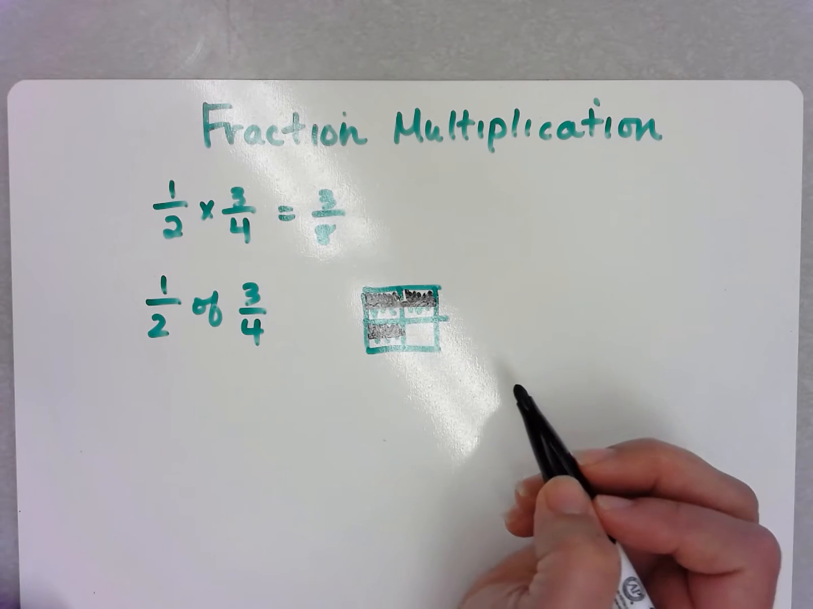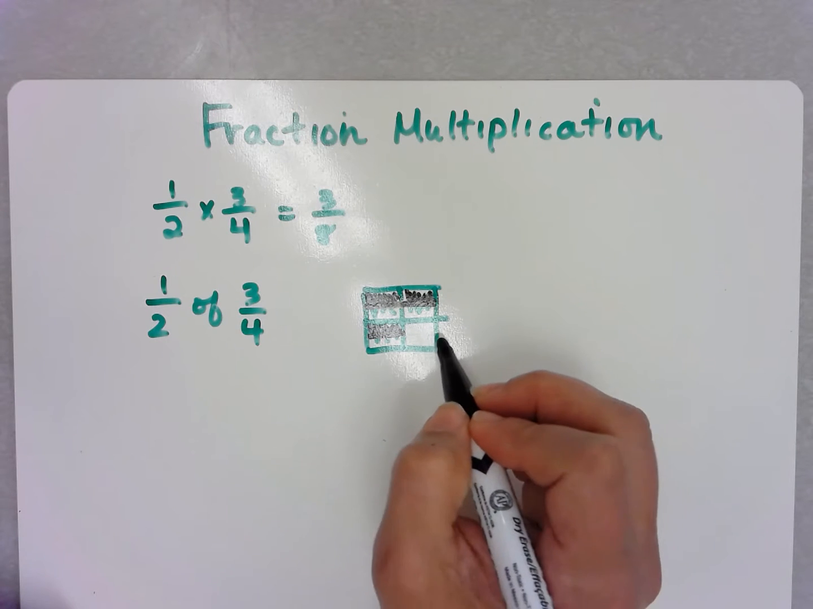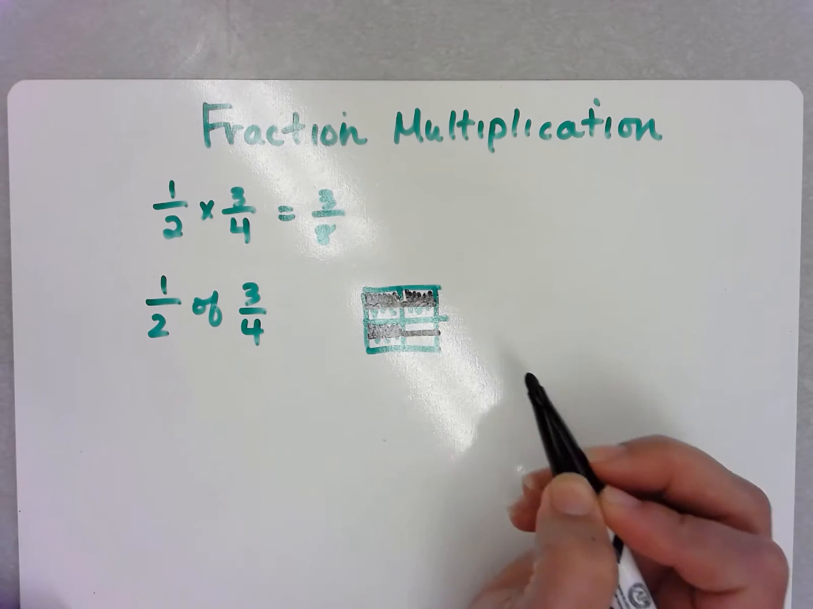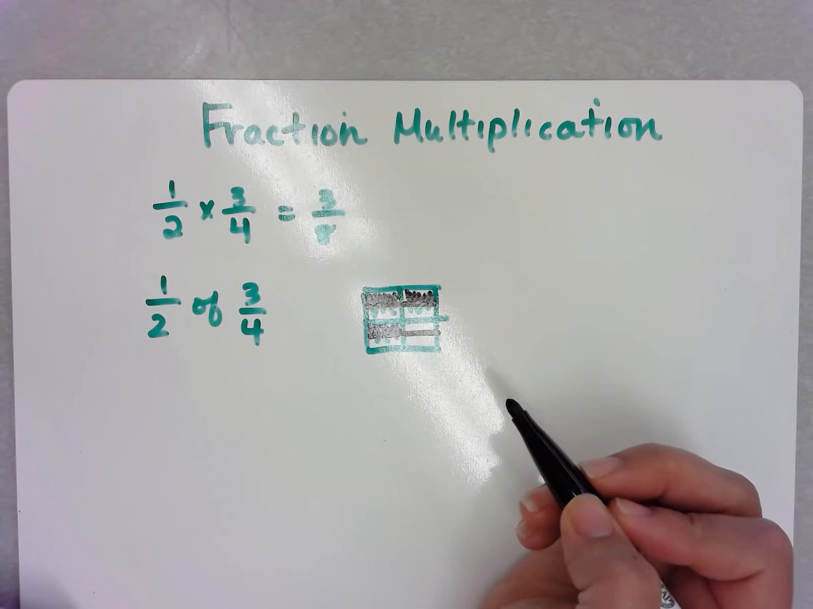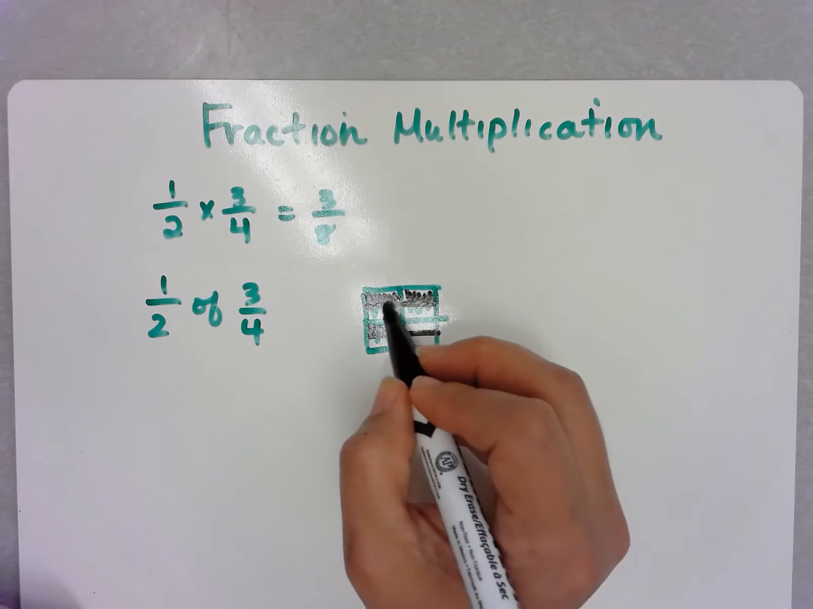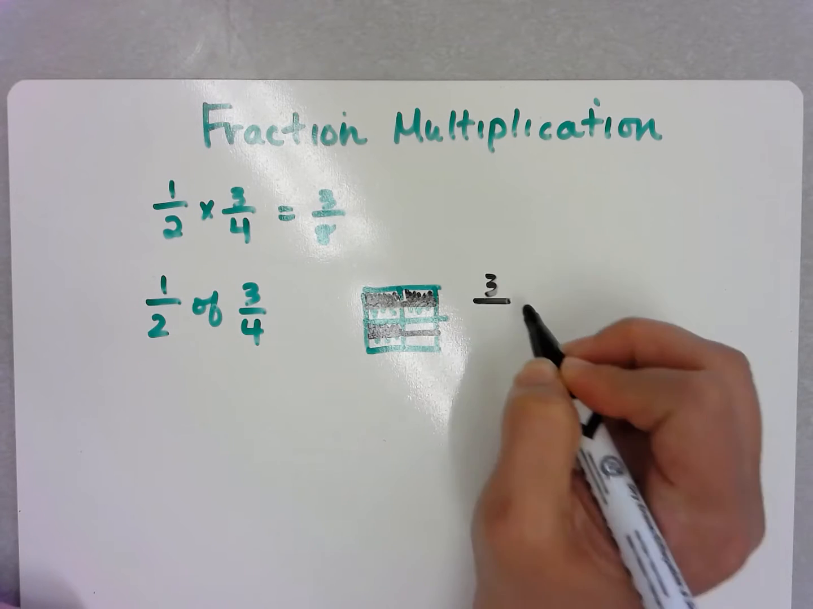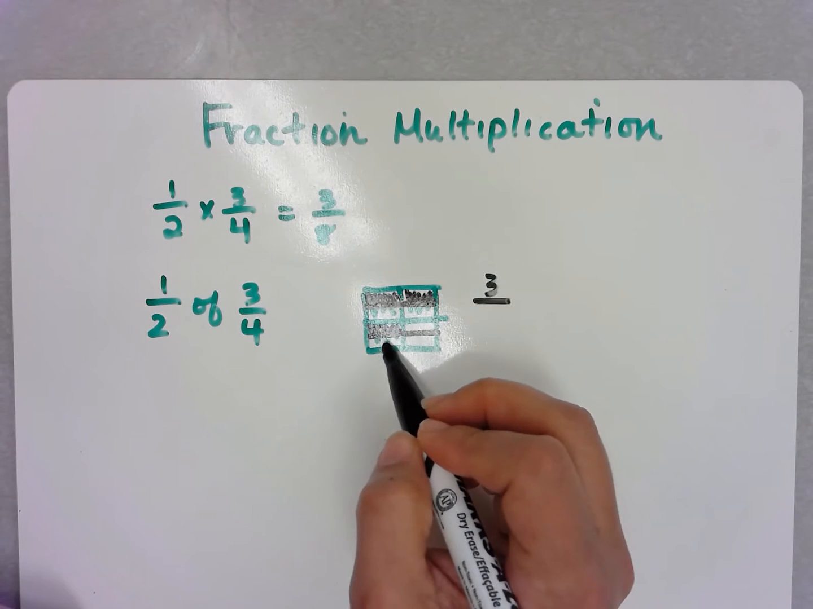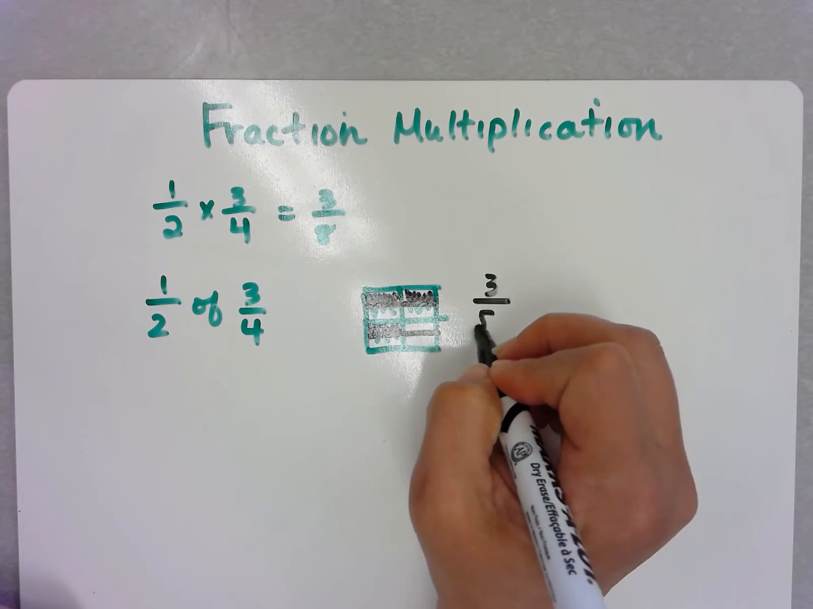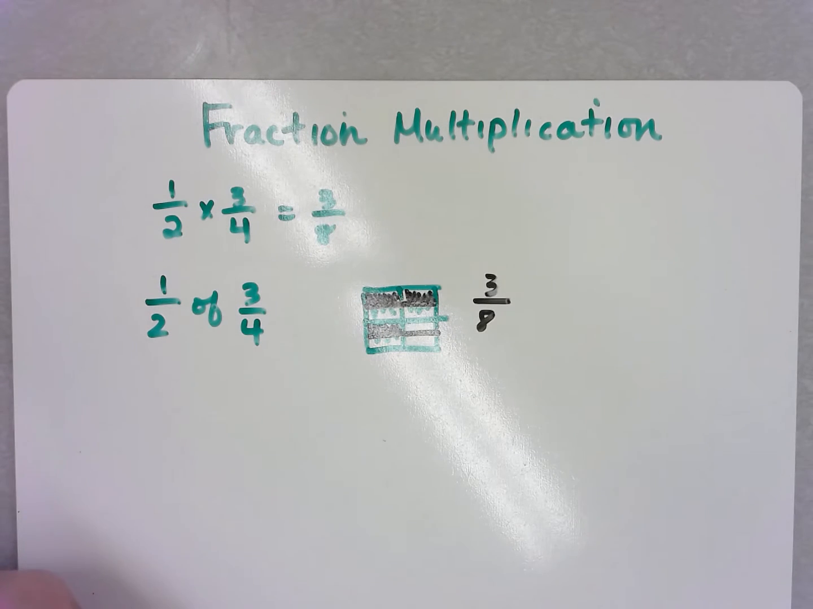And then, so that I have all my pieces cut into equal sizes, I need to cut this one in half as well. So now my black pieces that are my half of my 3/4, I have 3 black pieces, but now my whole is cut into 1, 2, 3, 4, 5, 6, 7, 8 pieces, and I end up with 3/8. Now I can do multiplication in either direction.